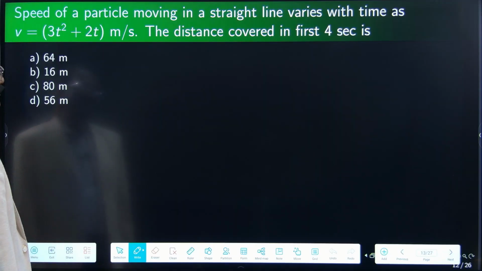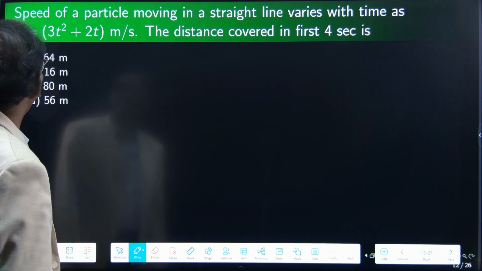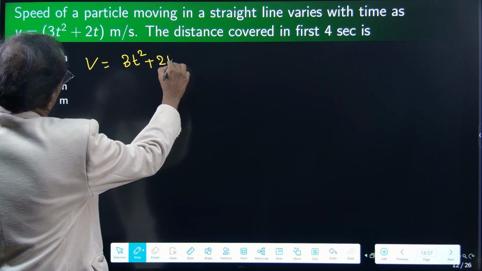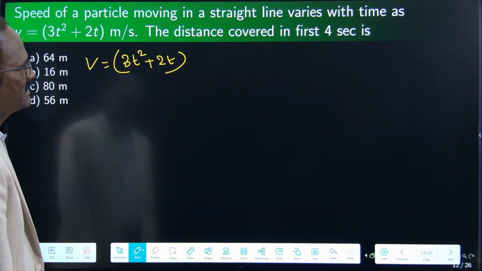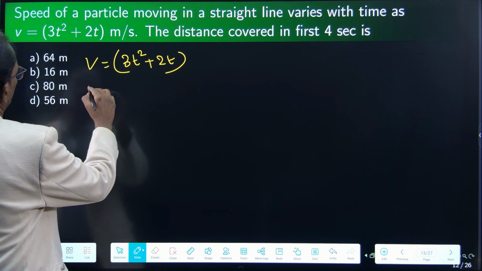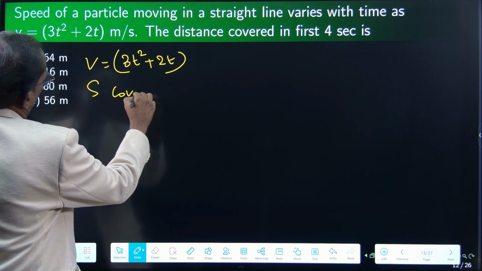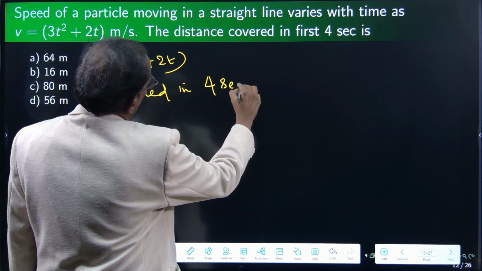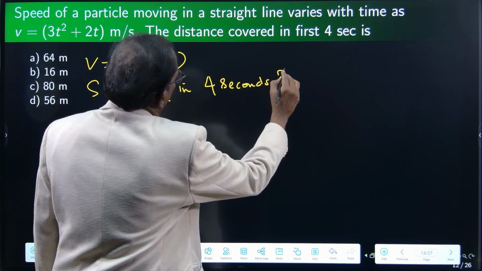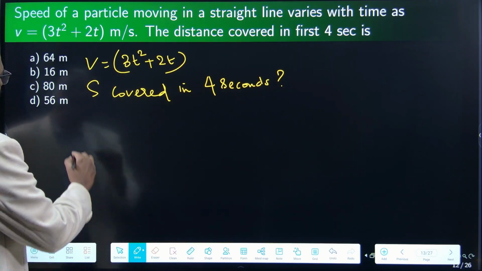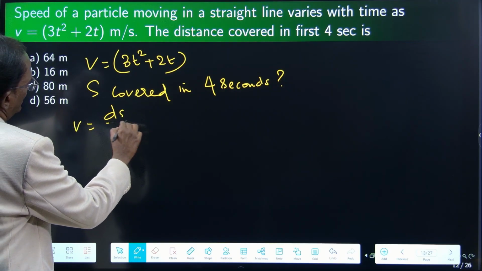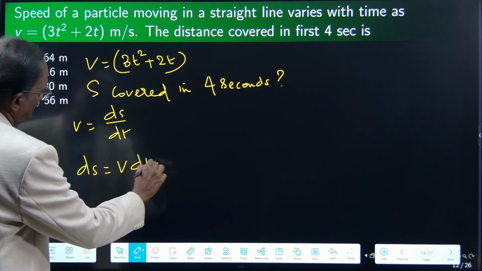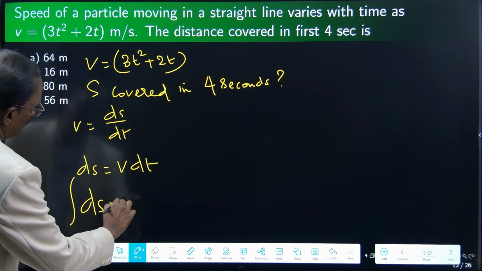Next question: the speed of a particle moving in a straight line varies with time as v = 3t² + 2t meter per second. The distance covered in the first 4 seconds is what? V is given. We know v = ds/dt. Cross multiply: ds = v dt, integrate it.